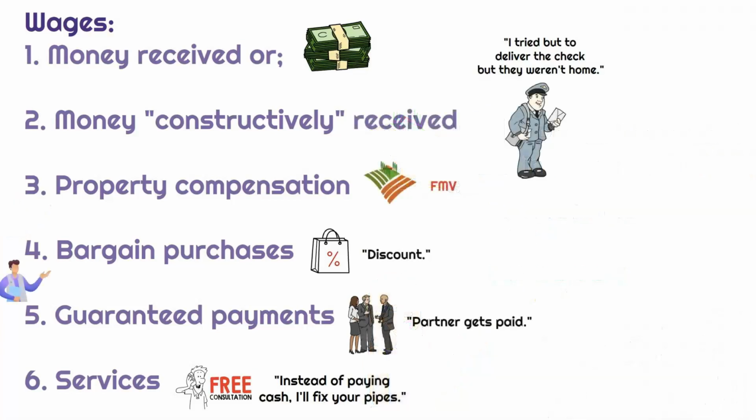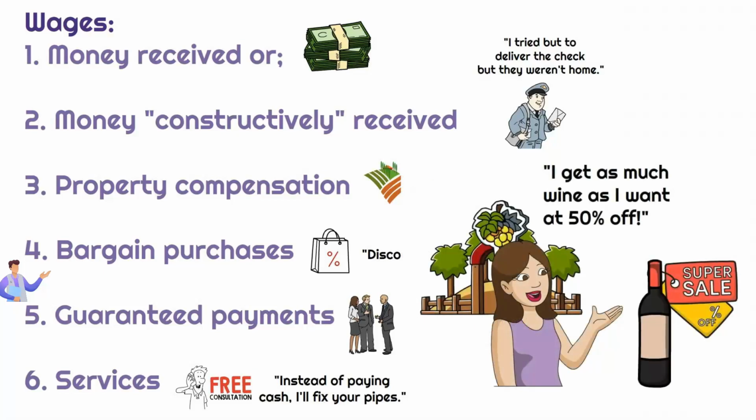How about bargain purchases? Can you say discount? Because that's all this is. This is a discounted purchase. This is Linda working at the vineyard. And part of the deal is that she could buy as much wine as she wants at 50% off. This is still going to be reported as Linda's gross income.